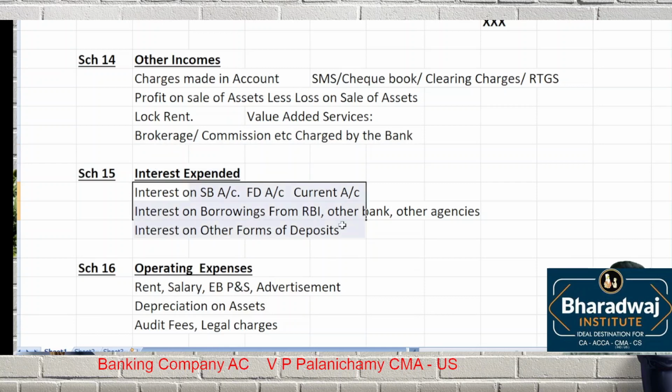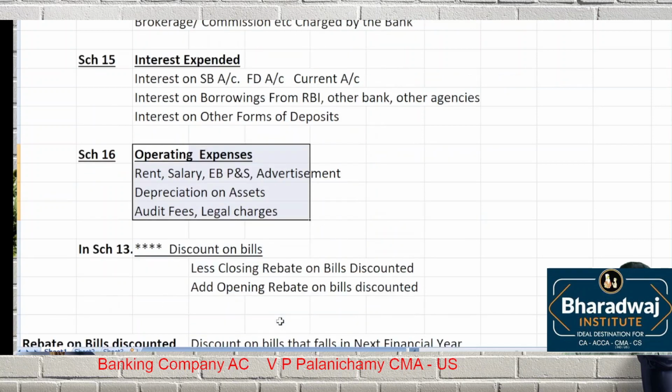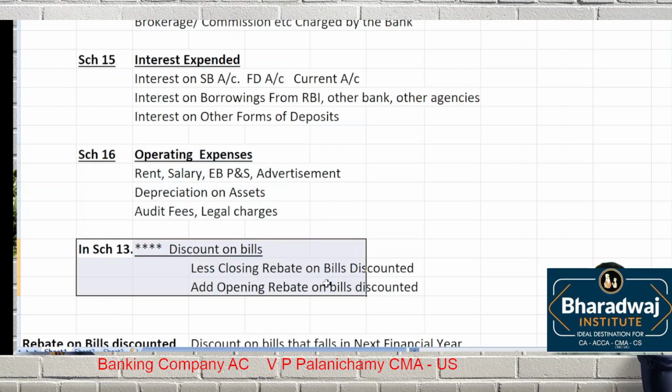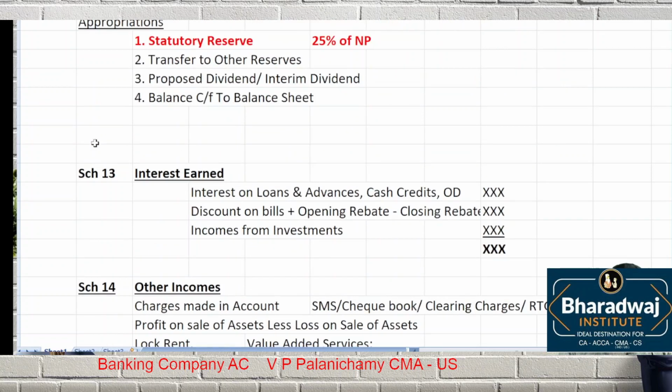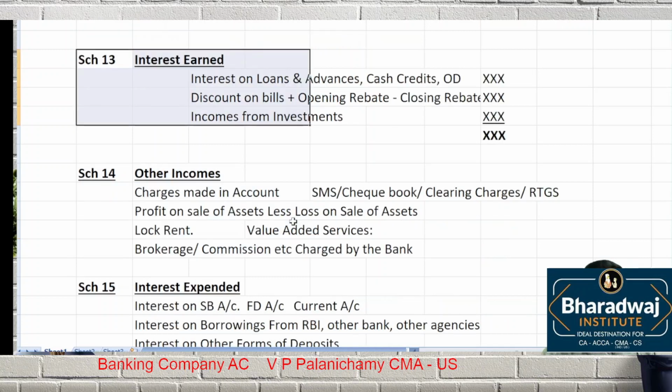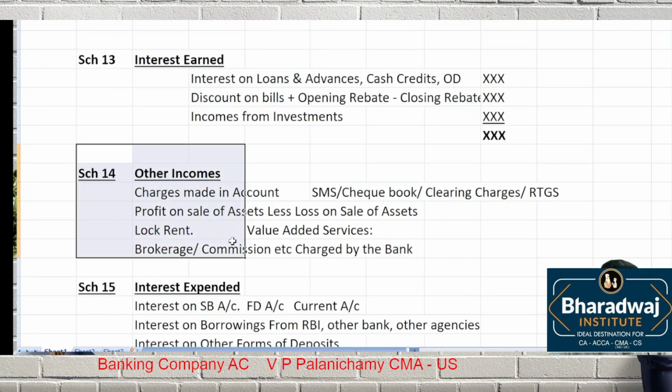Interest expended, all types of interest paid by the bank. Then any expenses which are spent for operating. Discount we have seen already, rebate we have seen already. Once again, if required, please go through schedules 13, 14, 15 and 16. Then we will continue.